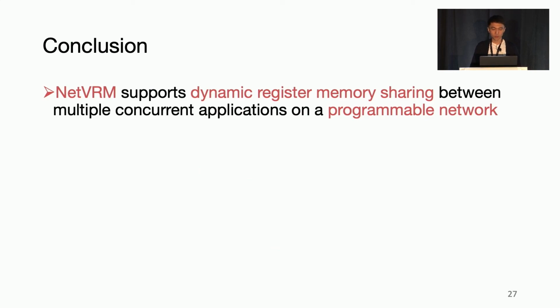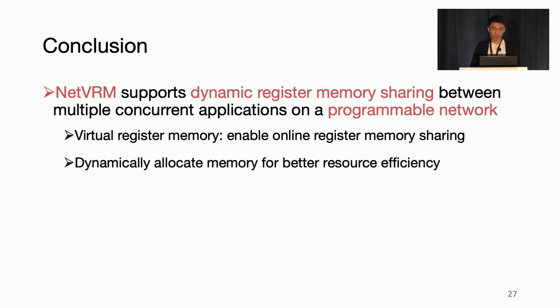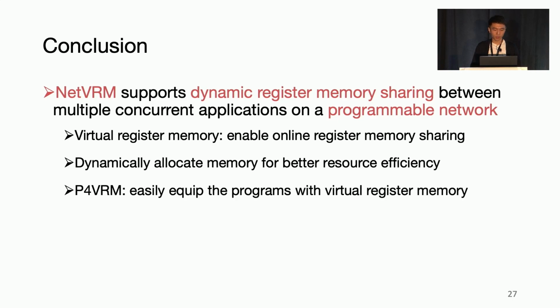To conclude, NetVRM is a network management system to support dynamic register memory sharing between multiple concurrent applications on a programmable network. It has a virtual register memory, which enables online register memory sharing, and it dynamically allocates memory for better resource efficiency. It also provides P4VRM to make program development with virtual register memory easier.